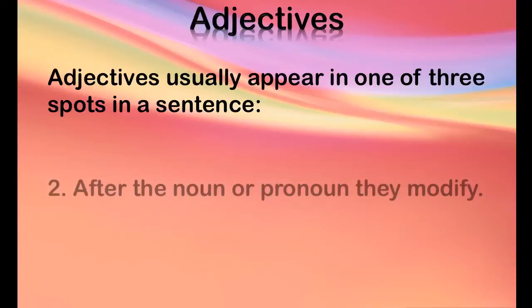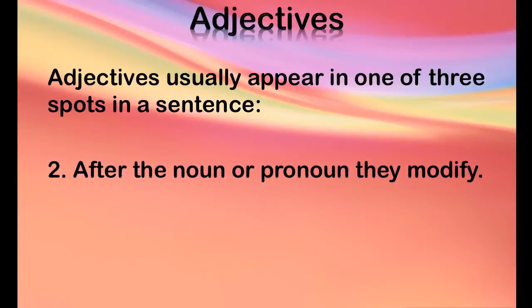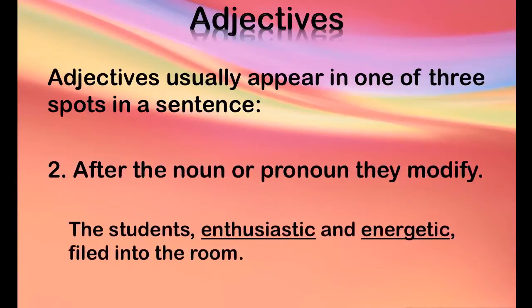Sometimes we will see adjectives after the noun or pronoun that they modify. The same sentence written slightly differently: the students, enthusiastic and energetic, filed into the room. Here, enthusiastic and energetic are still answering the adjective question which about the students. So they're modifying the noun students. Therefore, they're adjectives.